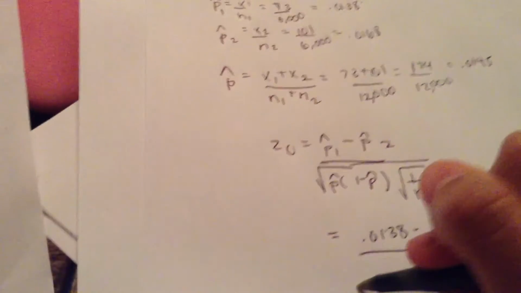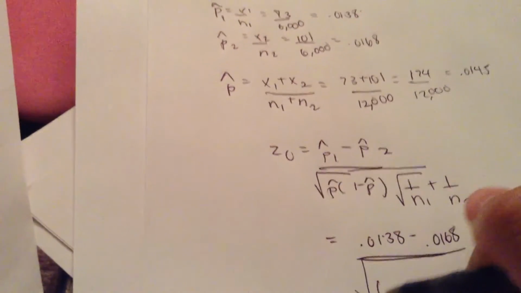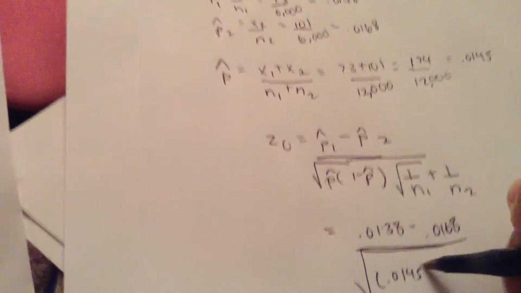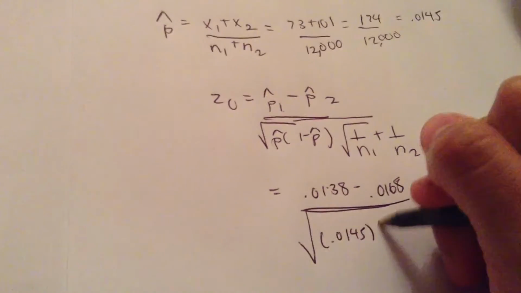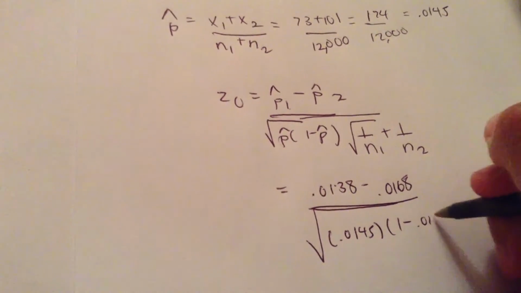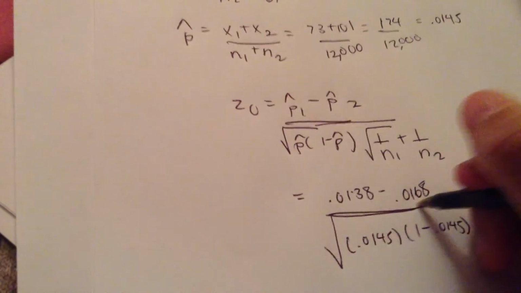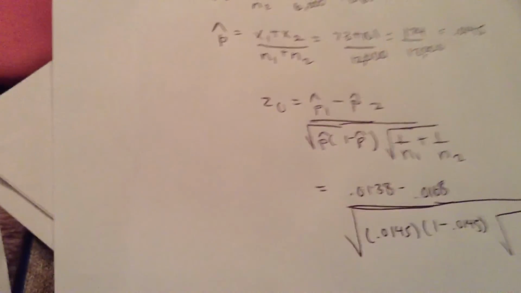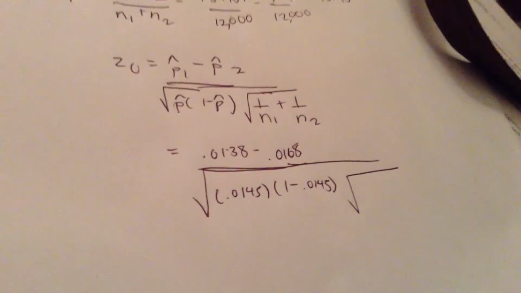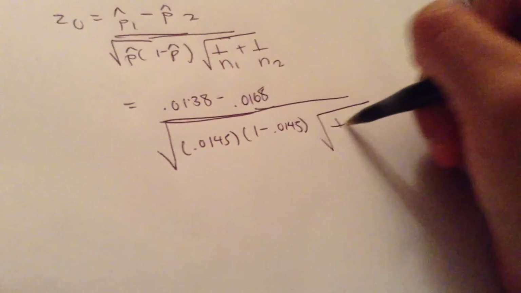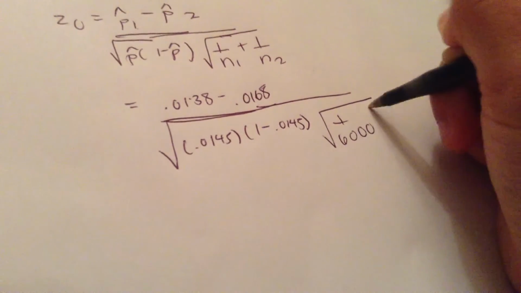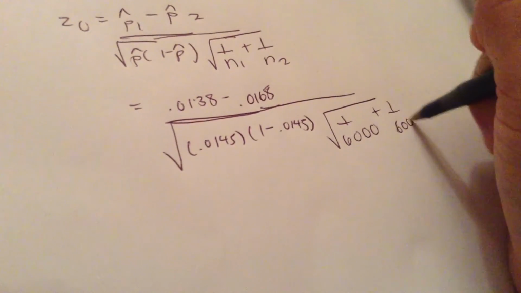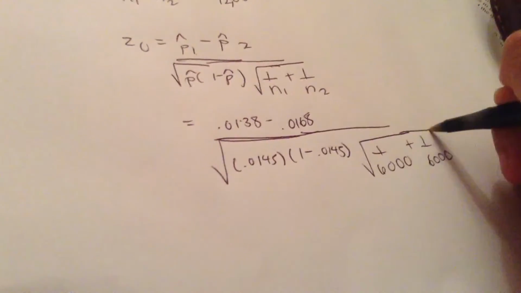0.0168 over, so p hat is 0.0145, and it's going to be 1 minus 0.0145, and so this is going to be 6,000 plus.